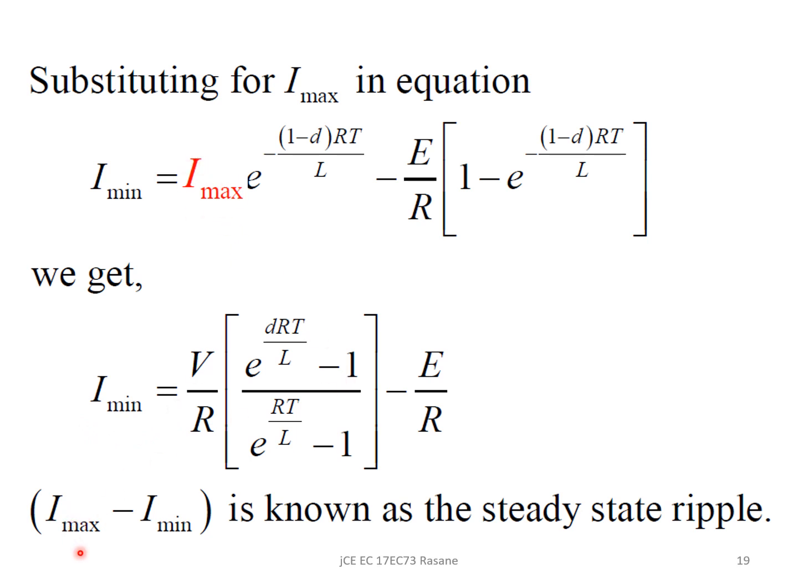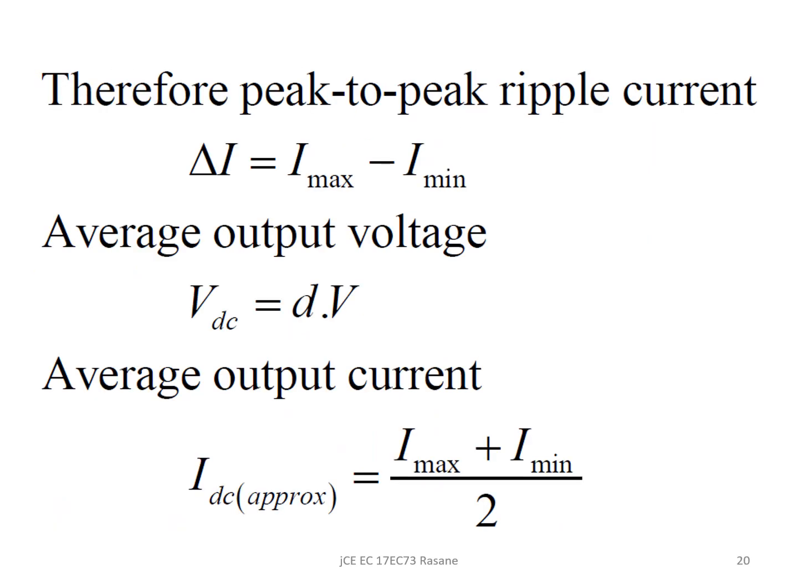And now we will find the ripple. Ripple current is nothing but the difference between I max and I minimum. How much the value changes from I max to I minimum is called the ripple. Therefore, the peak-to-peak ripple current is given by the expression delta I equal to I max minus I minimum. So I have an exclusive value for I max and a value for I minimum, and if they ask you in a problem what the peak-to-peak ripple current is, just take the difference between them.